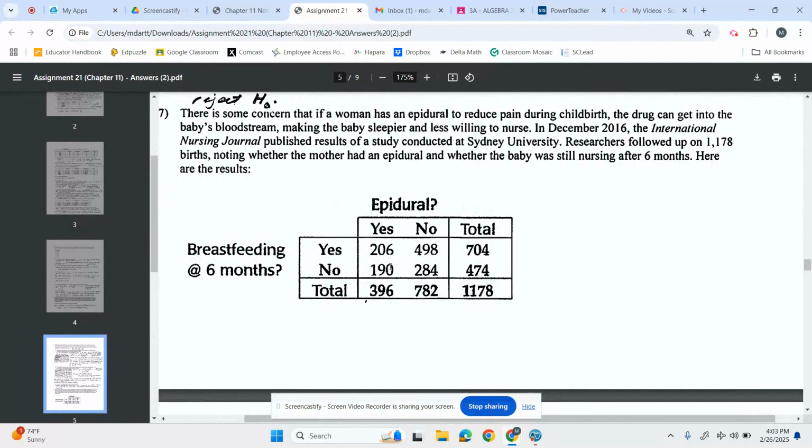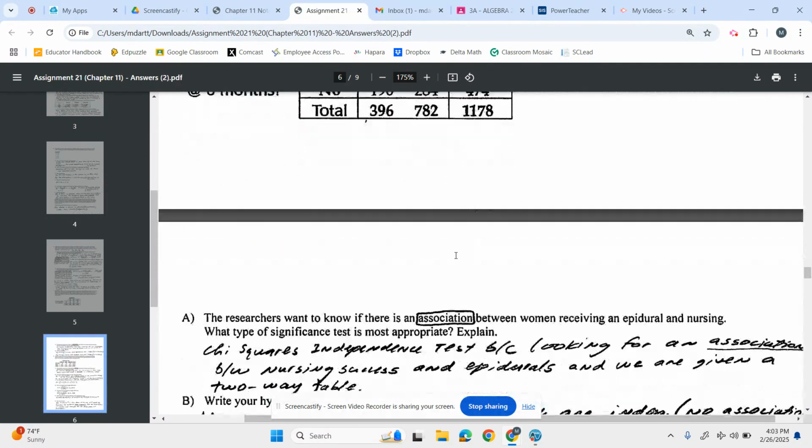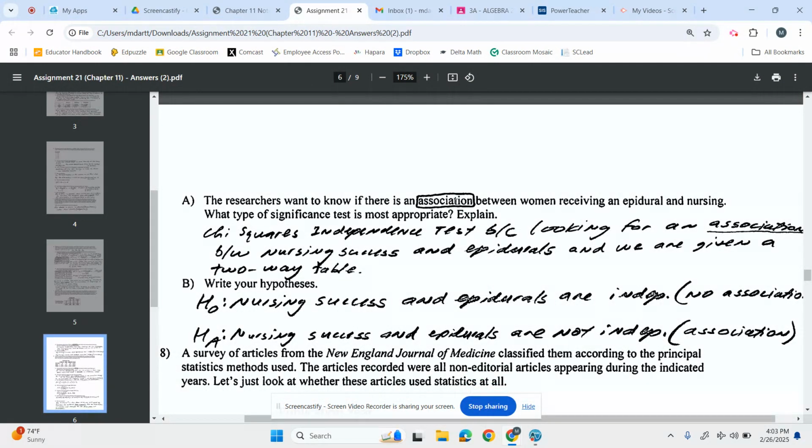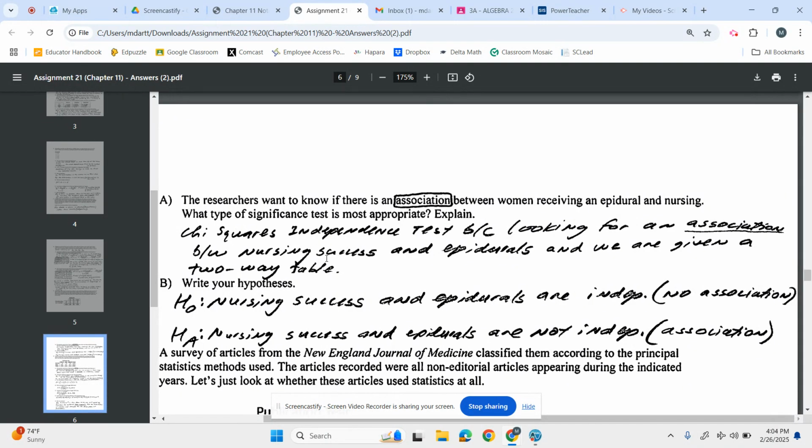All right, number 7. So here you have a two-way table. If you see this, we have a two-way table. Whenever you have a two-way table, when we're thinking about chi-squared, it's either going to be an independence test or a homogeneity test. We look for our key words. Now this one says association. So whenever you have an association, that's going to be an independence test. So this is going to be a chi-squared independence test because we have a two-way table and we're looking for an association between the nursing success and epidurals.